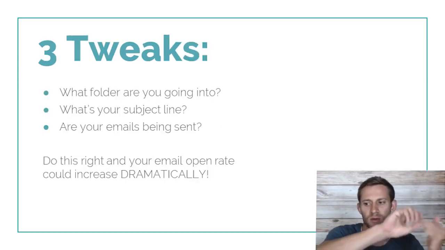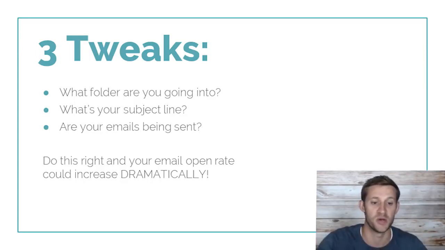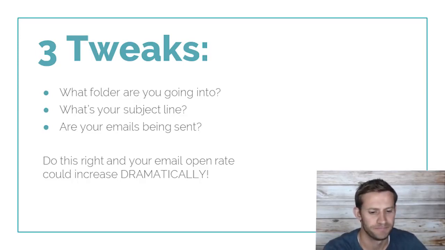So 3 things again. You got to figure out what folder you're going into. You got to figure out what your subject line is lacking. And then deliverability. Are you even getting in through the email blockers? And those 3 things drastically can improve your email open rates, okay?